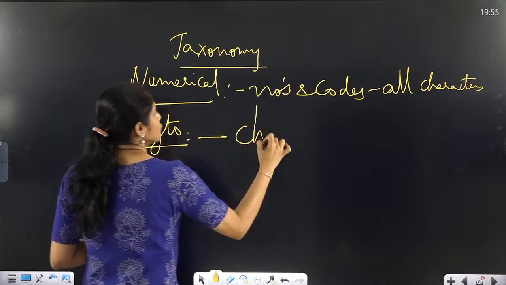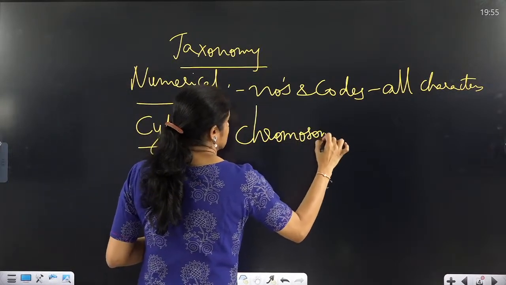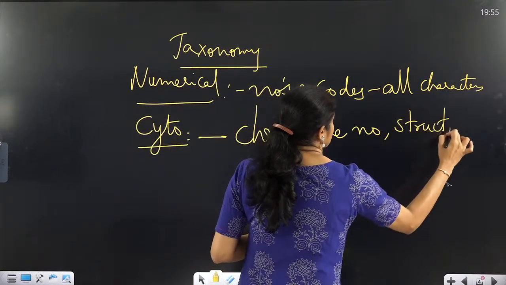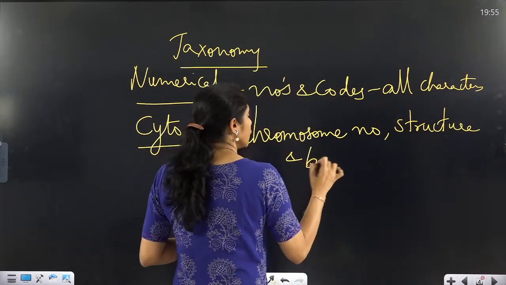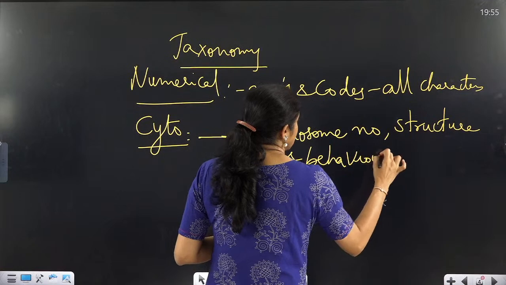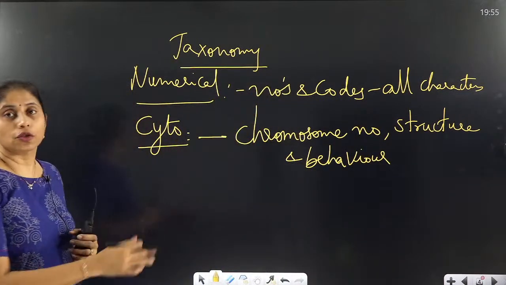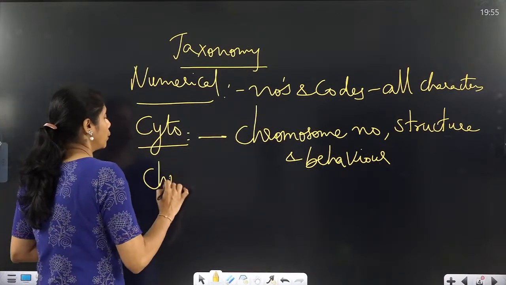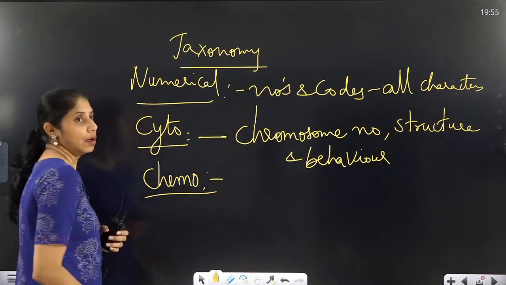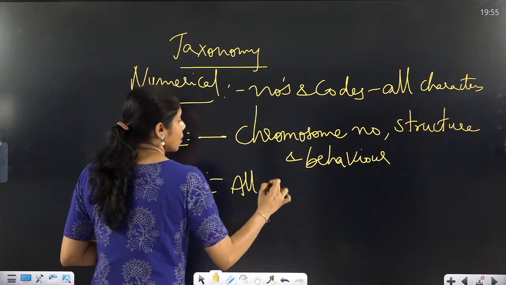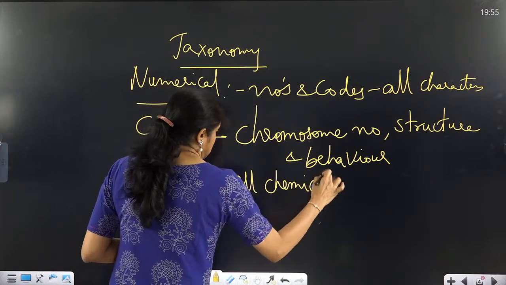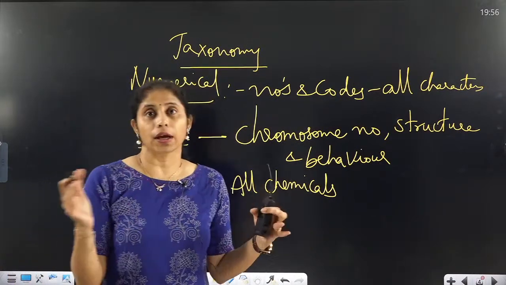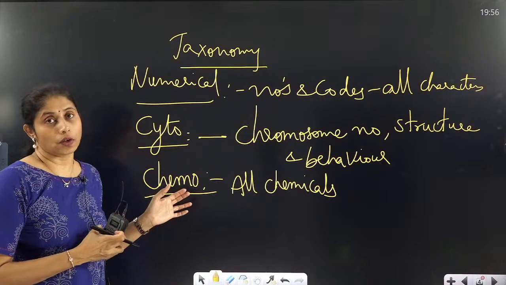Then cytotaxonomy. This deals with chromosome number, chromosome structure, and then the behavior of chromosomes inside the cell during the cell cycle. Just chromosome number, structure and their behavior during the cell cycle will be considered. The next one, chemotaxonomy: all the chemical constituents, all chemicals present in the plant. In the plant, how many chemicals are there? If you consider all the chemicals, then it comes under chemotaxonomy.